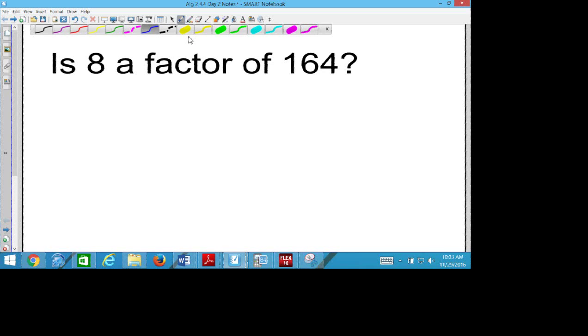I don't think you're quite saying that right. Oh, wait, 164 divided by 8. So I would pull my calculator out and I'd go 164 divided by 8. That's how we would tell if it's a factor.